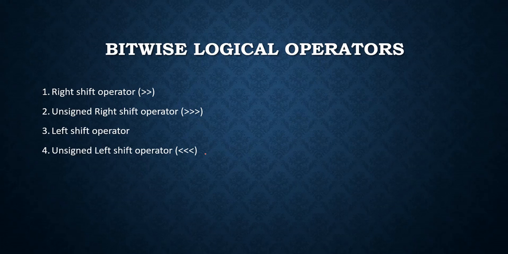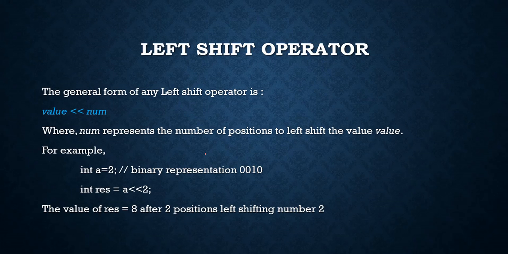And there are bitwise shift operations like the right shift operator, unsigned right shift operator, and left shift operator. So what is the left shift operator? The general form of the left shift operator is like this: value, the less than symbols representing the left shift operator, and num, where num represents the number of positions by which the left shift has to be performed on the given value.